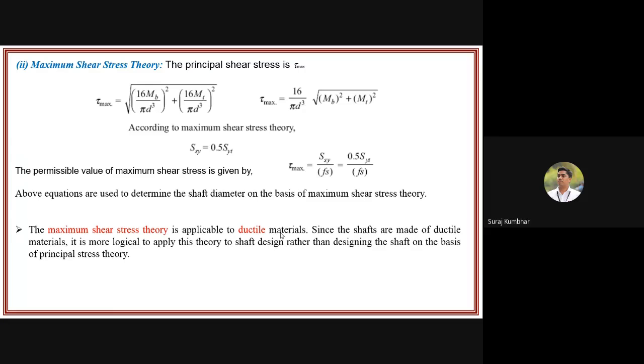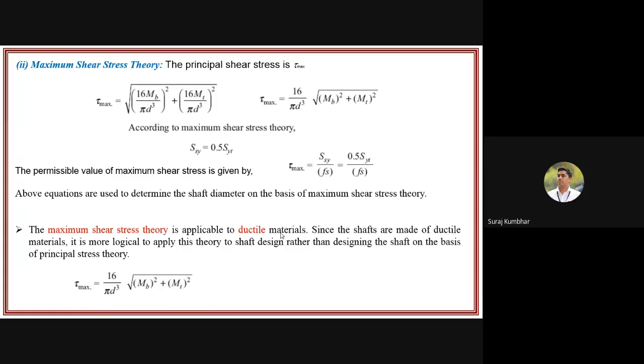Since shafts are made of a ductile material, it is more logical to apply this theory to shaft design rather than designing the shaft on the basis of principal stress theory. So generally, for ductile material we use the maximum shear stress theory, and for brittle material, the maximum principal stress theory. Okay, that is the difference, and these are the formulas.